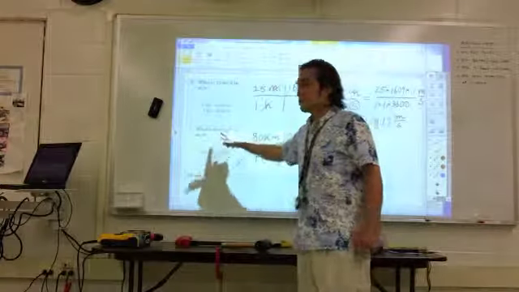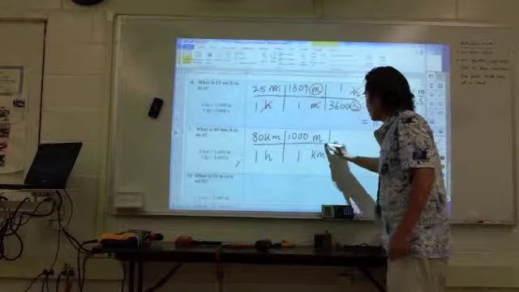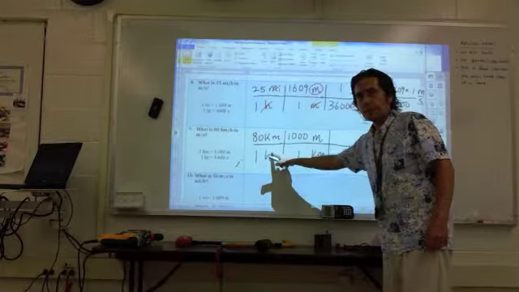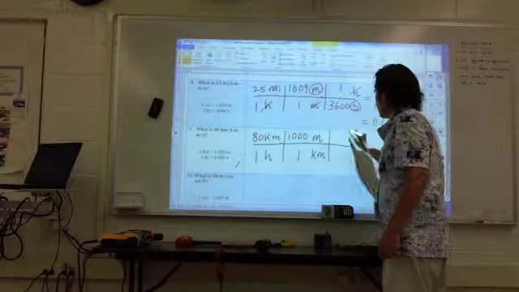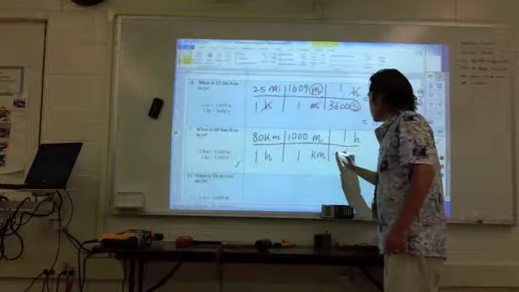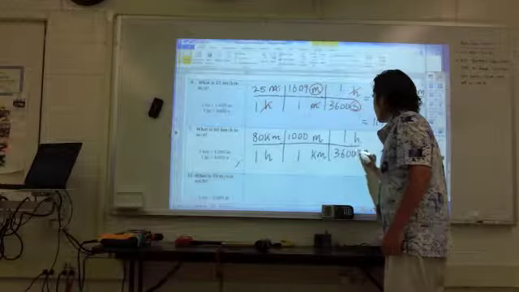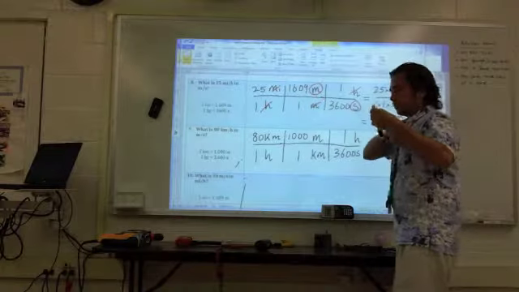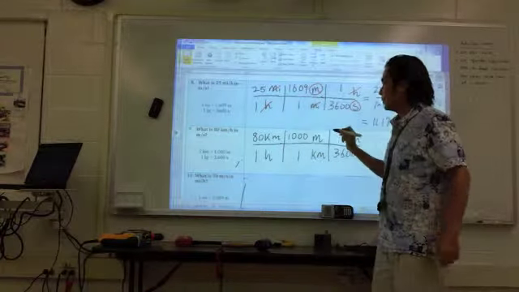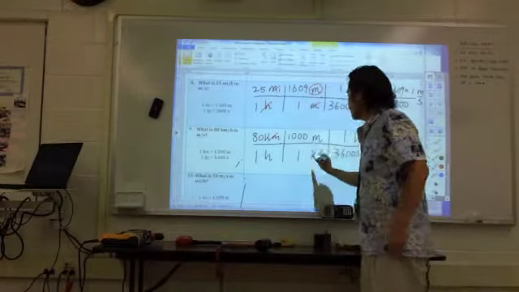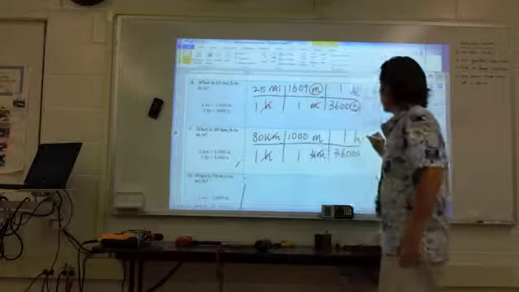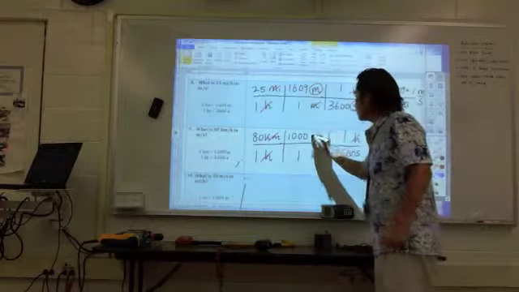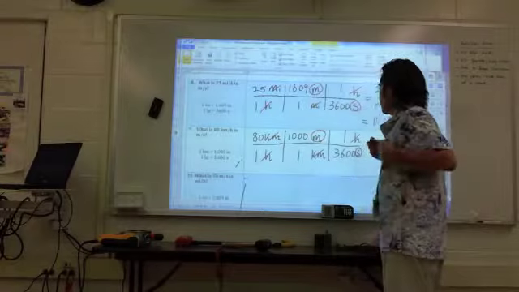We also want to change hours to seconds, so we need to extend the cross. Hour is downstairs, so to cancel that out, we need an hour upstairs. Okay, like that. And 1 hour is 3,600 seconds, according to this conversion value, right? Let's cross things out now. Kilometer upstairs crosses out with kilometer downstairs. Hour upstairs crosses out with hour downstairs. And what's left? Meters upstairs, seconds downstairs.